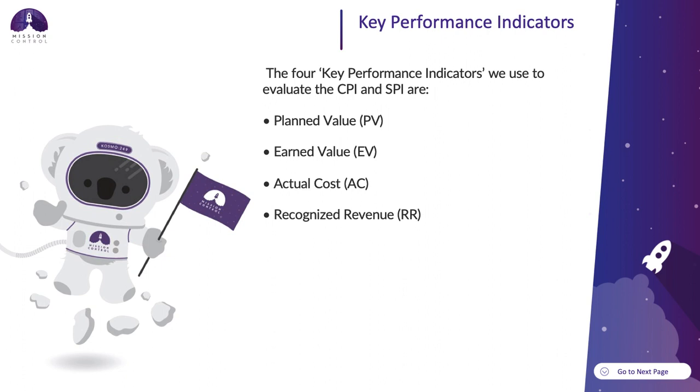Key performance indicators. There are 4 key performance indicators that we use to evaluate the cost performance index and schedule performance index. That would be planned value, earned value, actual cost, and recognized revenue.